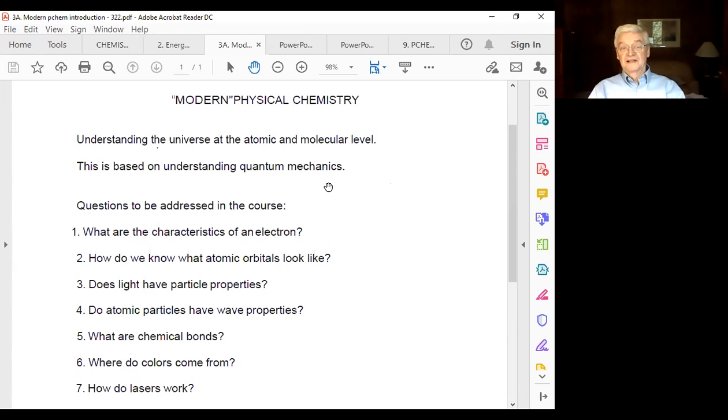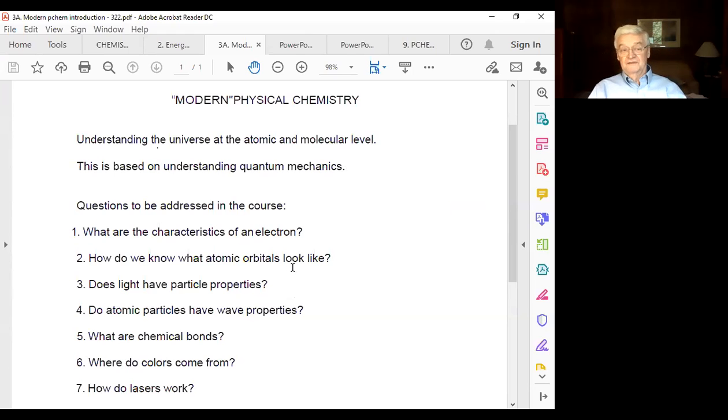Question 3, does light have particle properties? Well, I wouldn't ask that if the answer were no. In fact, the answer is yes, and we're going to call those particles photons. We've all seen science fiction movies, and you hear about photon torpedoes and everything like that. But indeed, light comes as particles, and they are photons.